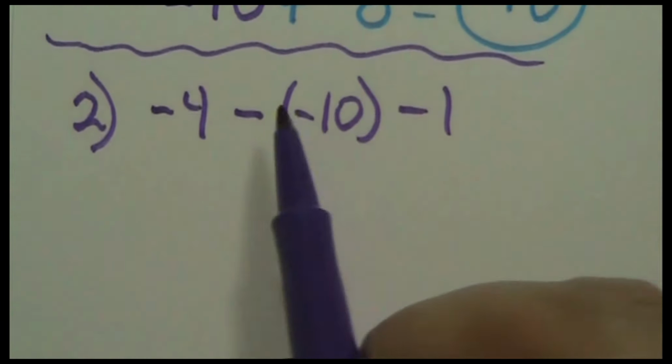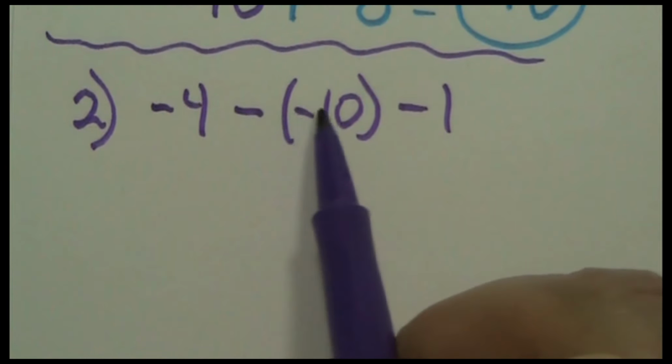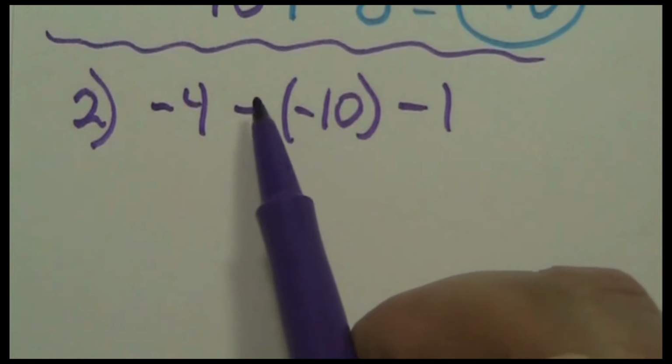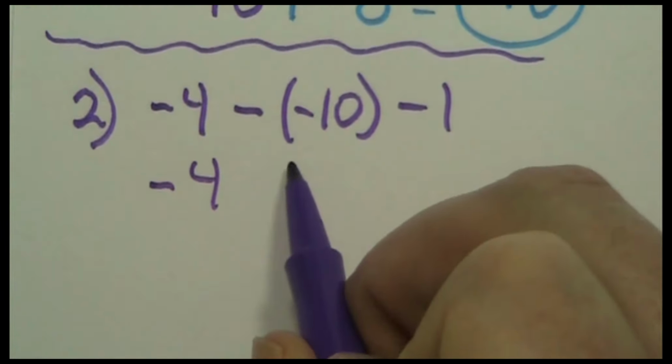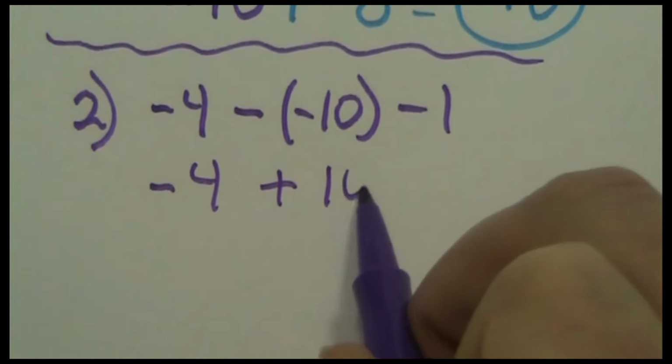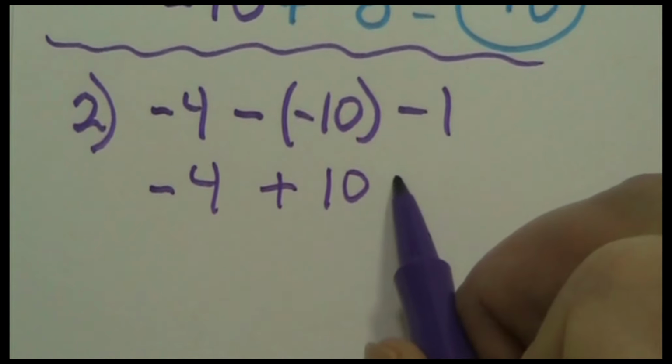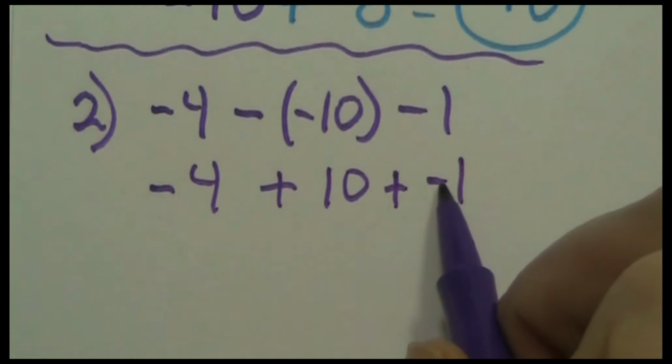Okay, so right away you should see that I'm subtracting a negative. That's the big plus. That's like adding the opposite. So really this is negative 4 plus 10. And minus 1 is the same as negative 1. Same result.